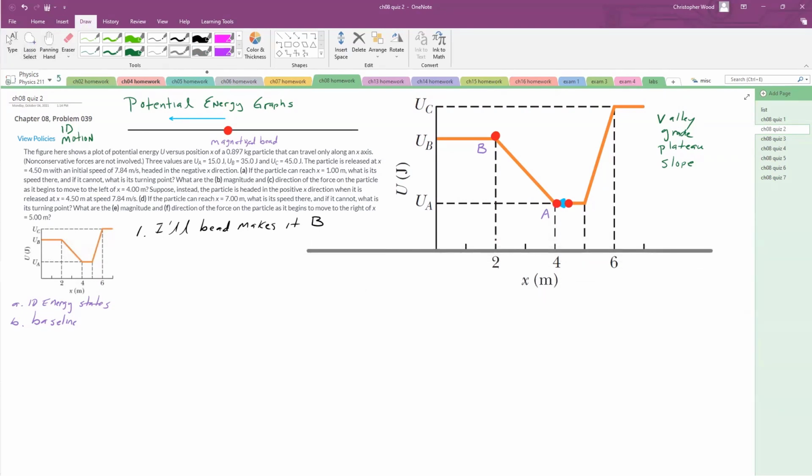And make it clear what you're doing. This is my baseline. The baseline is where you have no potential energy, so potential energy equals 0. Okay. ID my energy states, establish the baseline. And you know what I should do too? Show vectors.